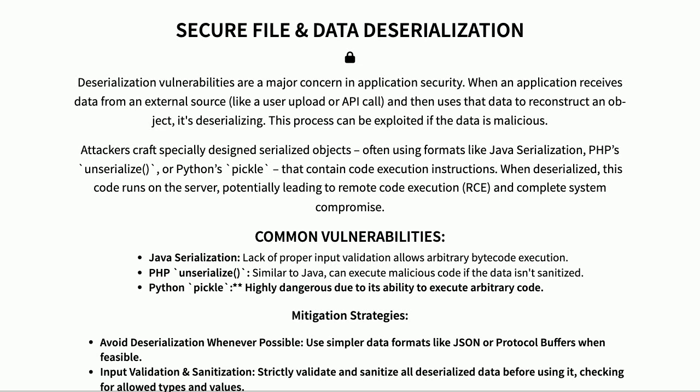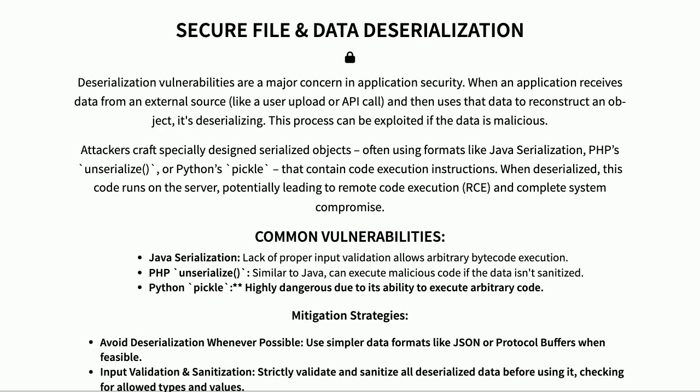Now here's the tricky part: attackers can craft malicious data in a way that tricks our app into executing their code during this reconstruction phase. It's like giving someone the instructions to build your computer from scratch. If those instructions are bad, they could cause serious problems. Java serialization, PHP unserialize, and even Python's pickle can be exploited.